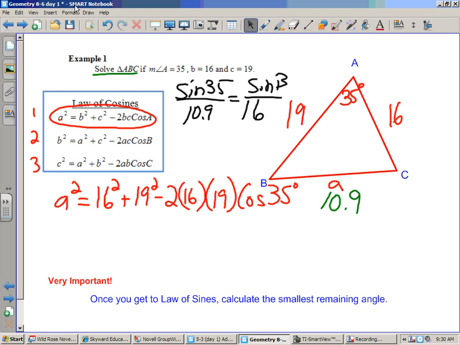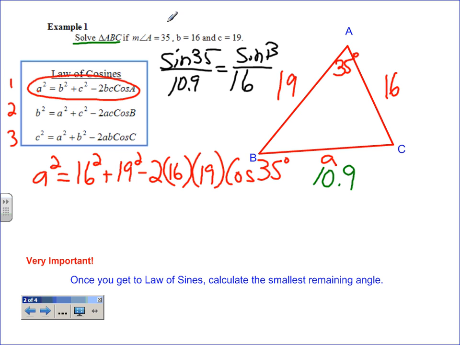Well, for law of sines, now we have to solve this. We take 16 times the sine of 35, and it equals 10.9 times the sine of, well, it almost looks like a 13, doesn't it? Sine of B. Is this one of those where the variable's kind of embedded quite a bit? It takes a little bit of work to get it out? Yeah, this one takes a little bit of work, doesn't it? But good thing we learned this already.